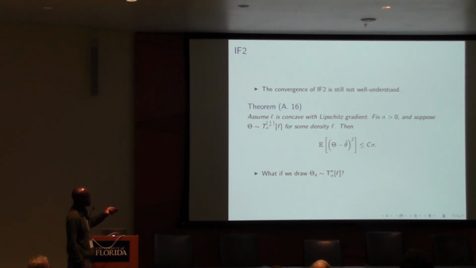if you fix sigma small, and you take this map T sigma, and you iterate it 1 over sigma times, starting from F, and I call theta the random variable that has this distribution, here I'm assuming that my function is nicely concave. It has a single maximum, and you could show that this is O of sigma.